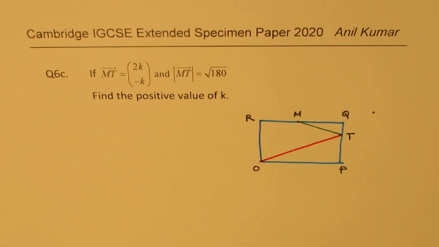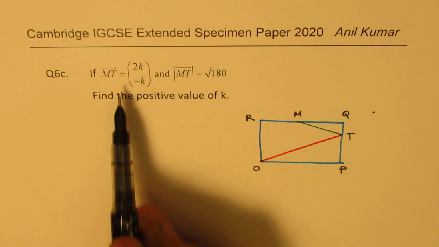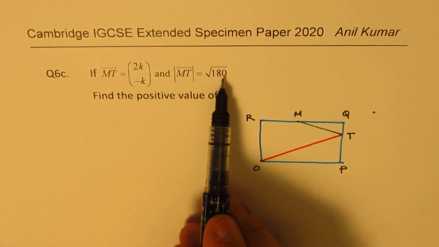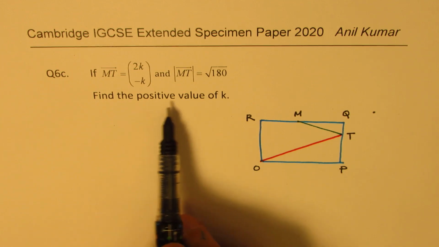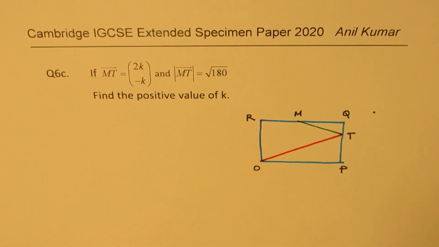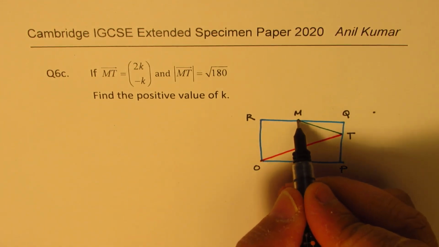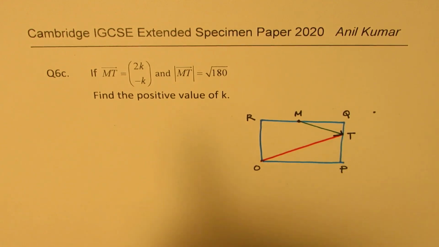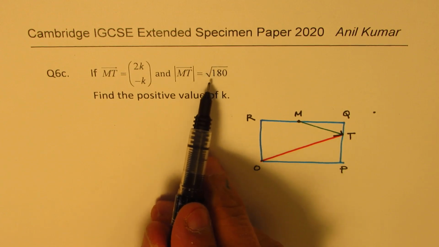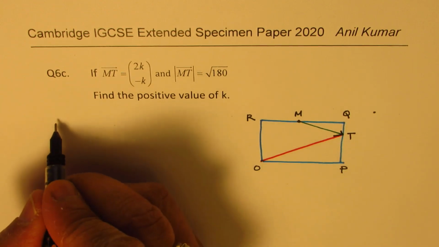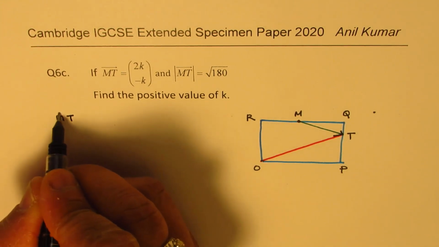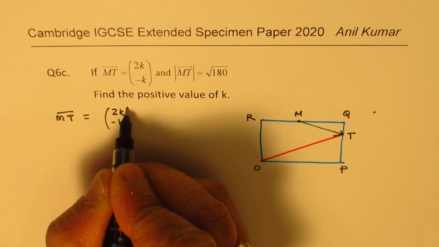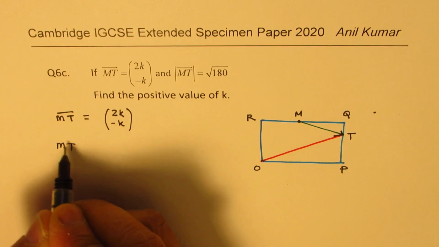Question 6c. If MT is the vector (2k, -k) and the magnitude of MT is square root of 180, find the positive value of k. So MT is this particular vector which we are talking about, correct? We are given that its magnitude is square root of 180. So MT vector is equal to (2k, -k). So what is the magnitude of this vector?